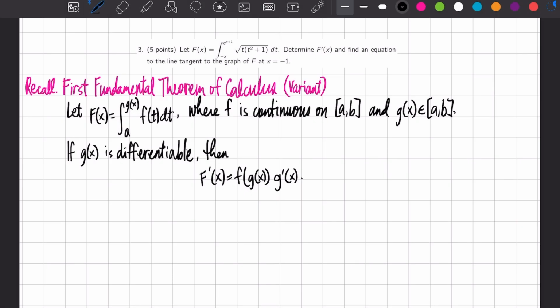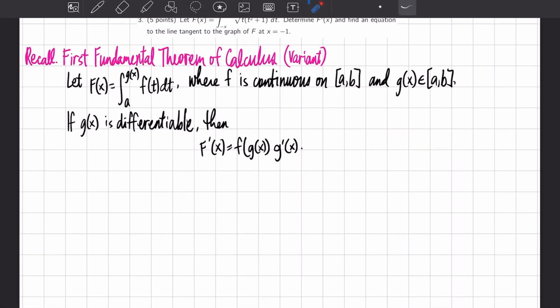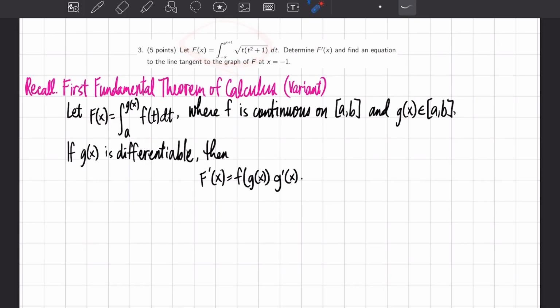For the third problem, let f of x be this one right here. We need to determine f prime of x and find an equation to the line tangent to the graph of f at x equals -1. So to do this, we recall the first fundamental theorem of calculus.